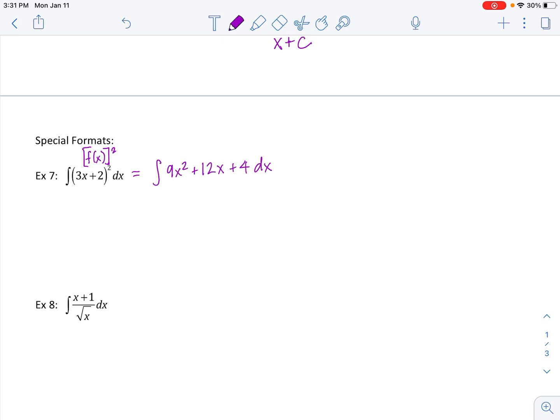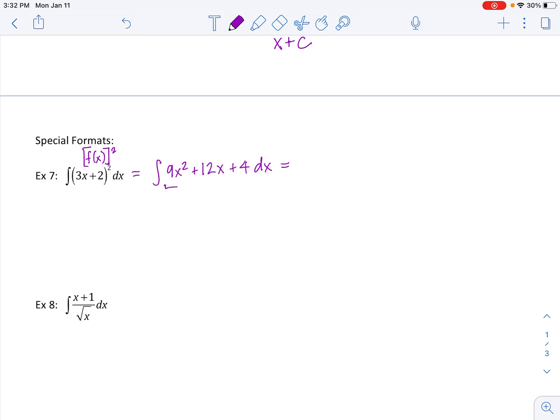Okay, so notice when I'm rewriting it in a different format, I am just keeping the integral and the dx. Now my next part is where I'm actually going to integrate it, and that's where I will drop the integral and the dx and then include my plus c.